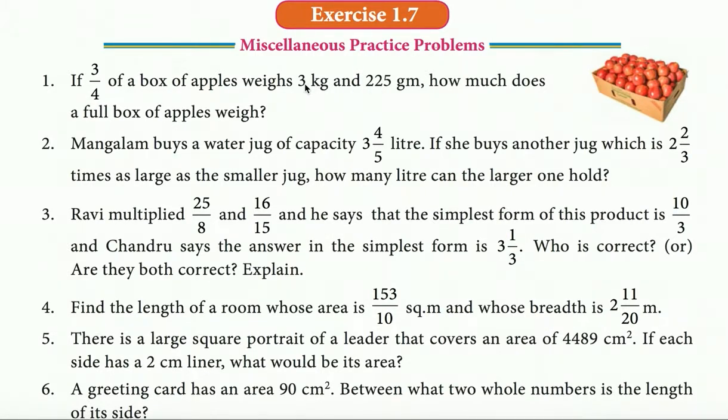9 plus 3. 3 1s are 3. 3 7s are 21. 3 5s are 15. 1.75 into 4. 4 5s are 20. 4 7s are 28. 3 7 kg. Okay.